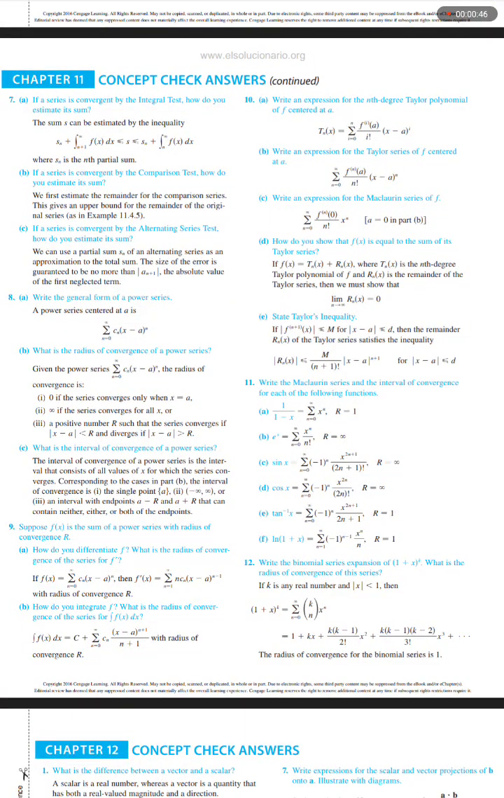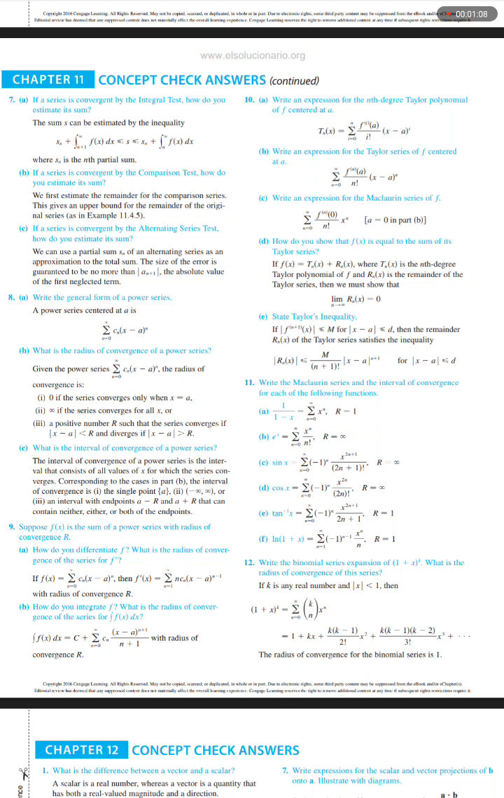If a series is convergent by the comparison test, how do you estimate its sum? We first estimate the remainder for the comparison series. This gives an upper bound for the remainder of the original series, as in example 11.4.5.